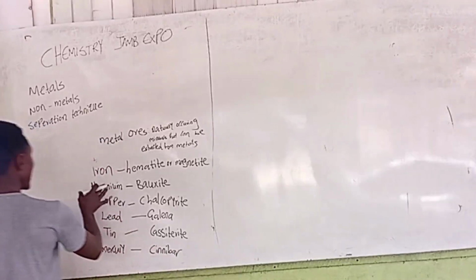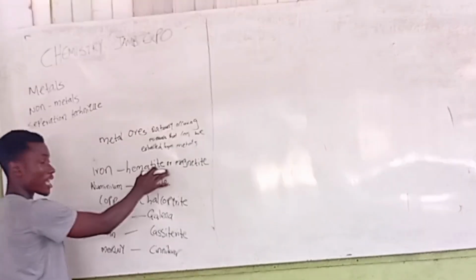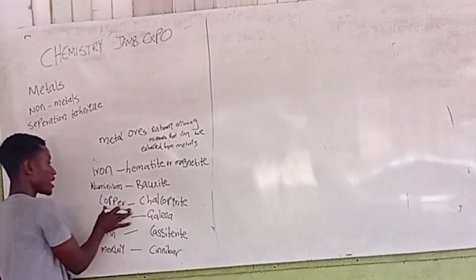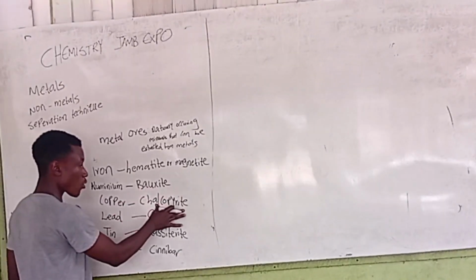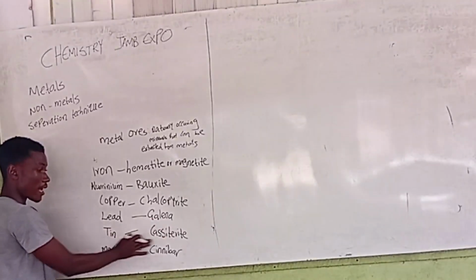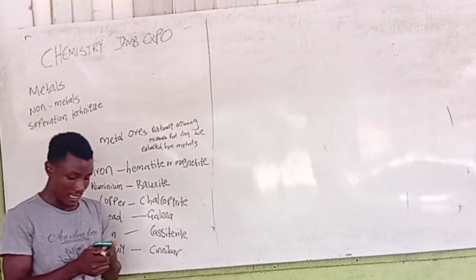So this is basically the metals and their ores. Iron is derived from what? Hematite or magnetite. Aluminium is derived from what? Bauxite. Copper is derived from chalcopyrite. Lead is derived from galena. Tin is derived from cassiterite, and mercury is derived from cinnabar.